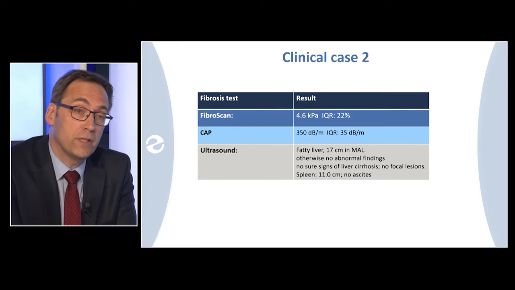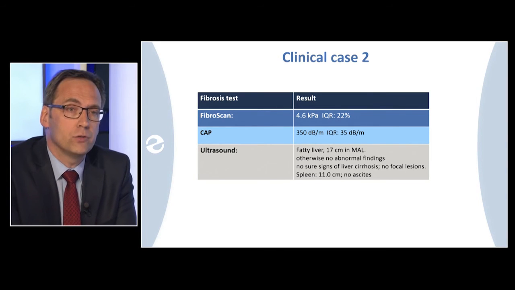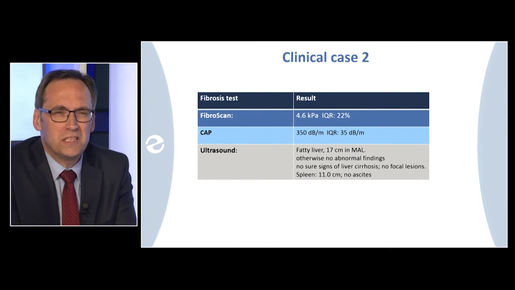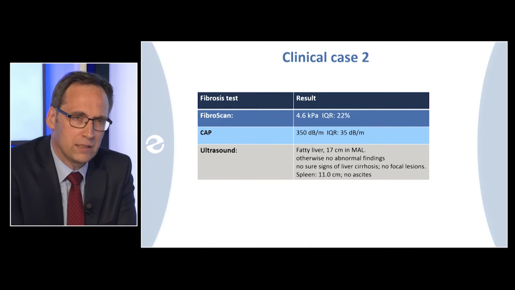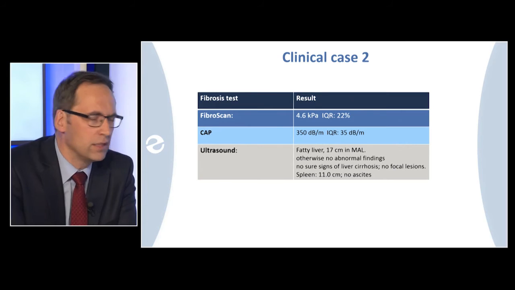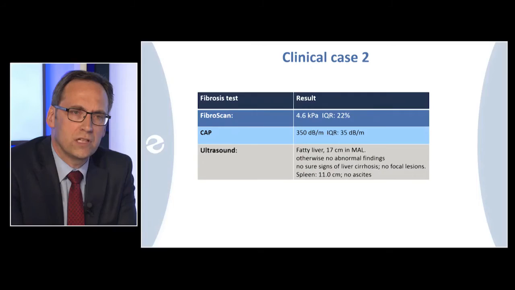What you see, by the way, is that the CAP value now shows a number for the fatty liver. The cutoff values are not yet completely settled, but remember, 400 is the upper detection limit. This is really S3. It is full-blown steatosis. And you see it also in the ultrasound.